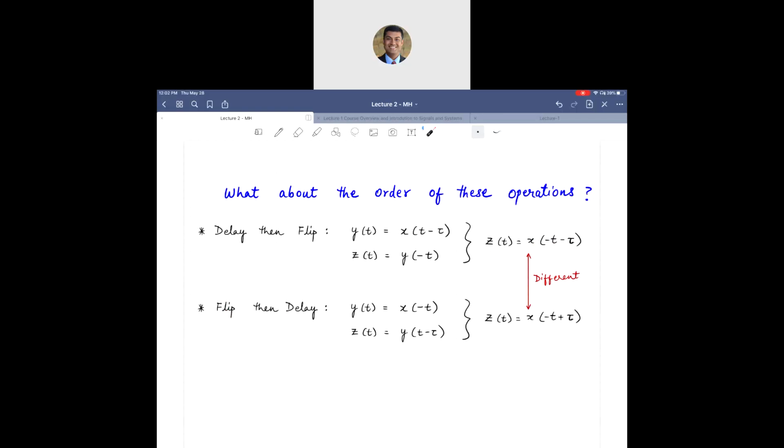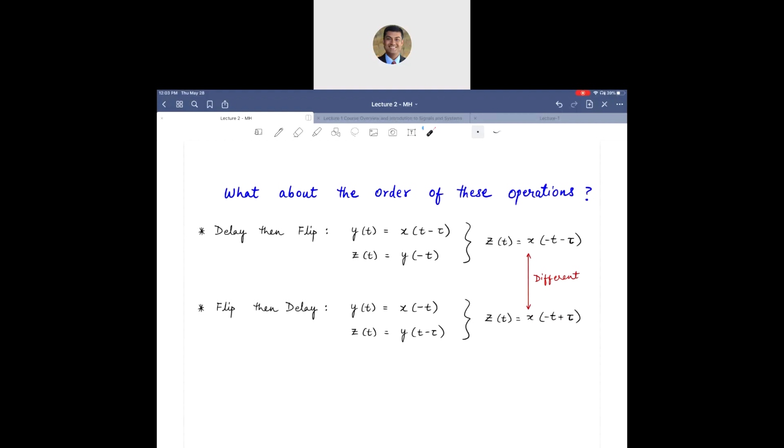Now let's reverse those operations. Flip then delay. y of t is first getting flipped. So y of t is the flipped version of x of t. z of t is the delayed version of y of t. So z of t can be written as y of t minus tau. y of t minus tau can be written as x of minus, inside the parentheses you get t minus tau, which turns out to be negative t plus tau. And as you can see here, these are both different, meaning the order of the operations matters.